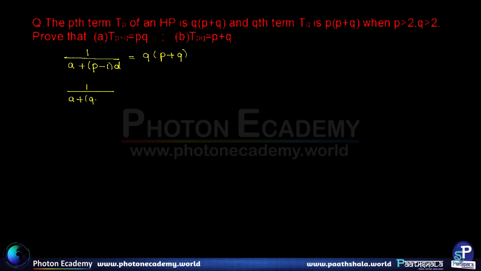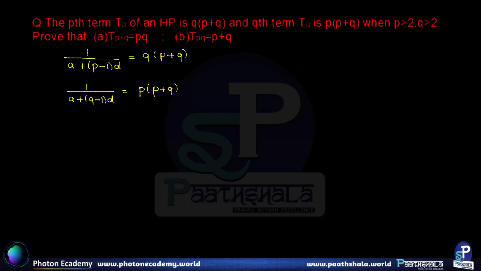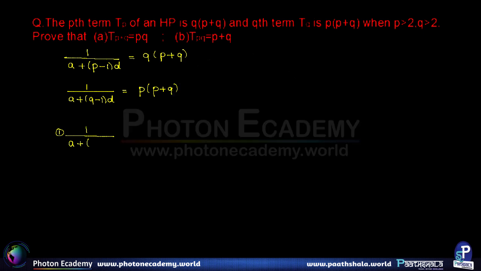And then the next thing is 1 upon A plus the qth term, so Q minus 1 into D is equal to P into P plus Q. And first we have to prove that 1 upon A plus the P plus Q term, so P plus Q minus 1 into D, is equal to PQ. Okay, so first let's start with this.